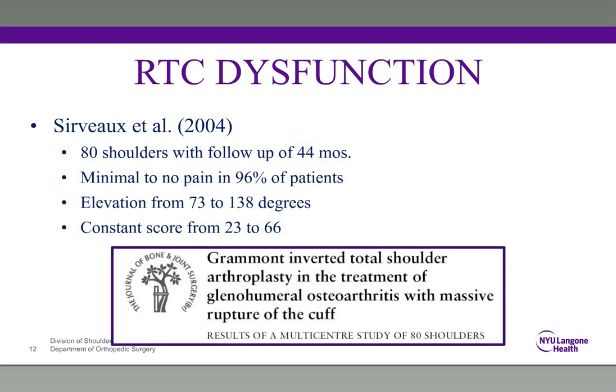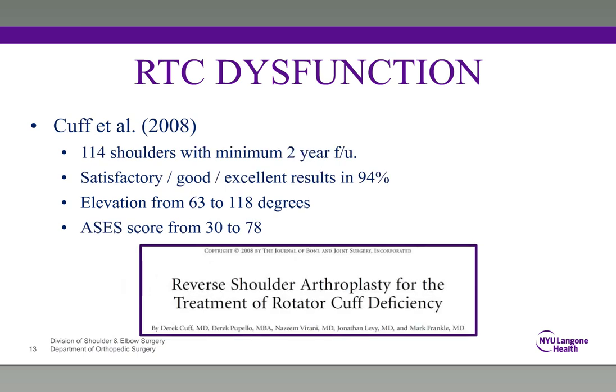There's lots of literature about the use of reverse replacement for patients with rotator cuff dysfunction. There's one of the original articles from Europe demonstrating that 80 patients at around 3.5-year follow-up had good outcome in terms of pain relief, as well as average elevation that went from 70 to 140. The constant score, this was an absolute constant score that went from 23 to 66, which would be regarded to be at least a good, almost excellent outcome.